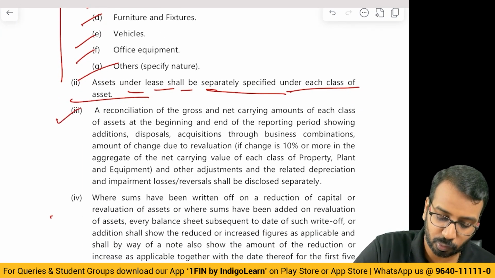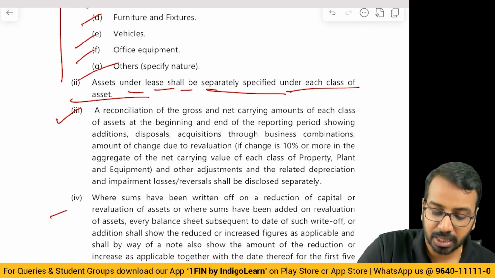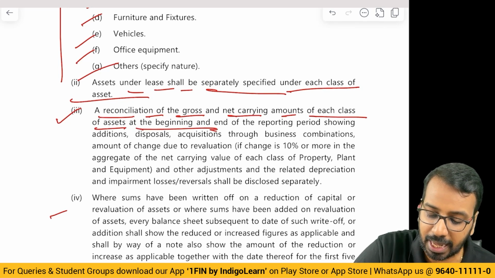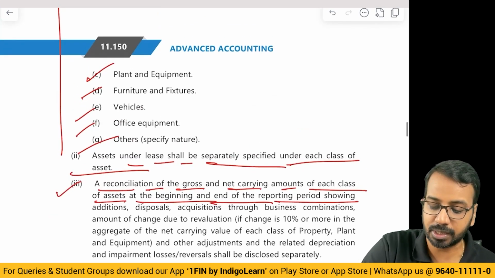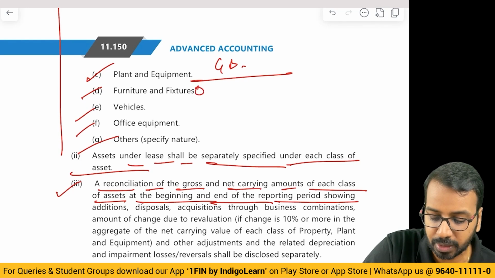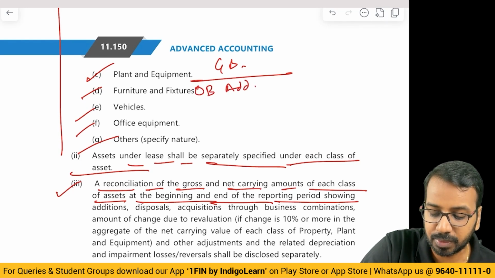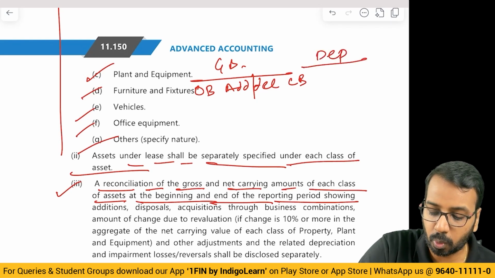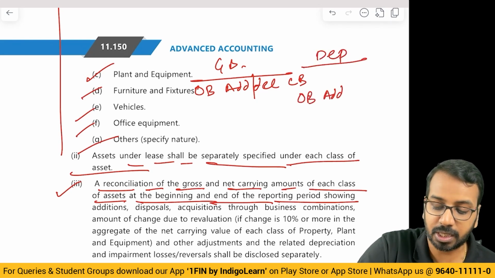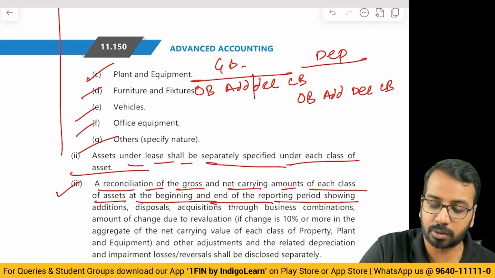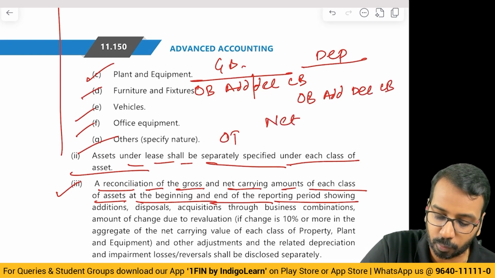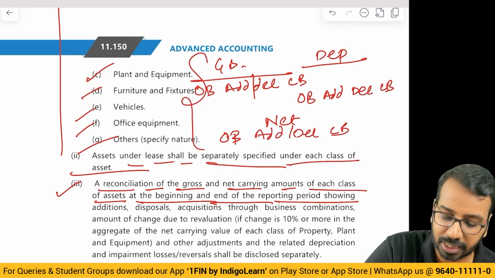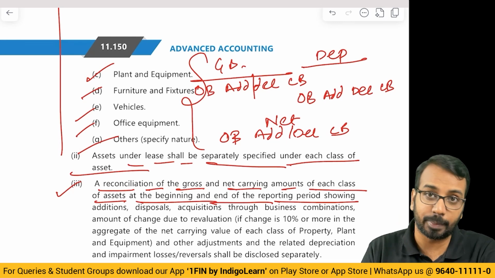Then this is more important for MCQs. Reconciliation of gross and net carrying amount of each class of asset at the beginning and at the end of the reporting period. So basically for gross block you have to show the opening balance, addition, deletion and closing balance. For depreciation, the opening balance, addition to depreciation, deletion from depreciation, and closing balance. And for the net block, opening balance, addition, deletion, closing balance. This is called reconciliation. You have to prepare it in a statement format and present it.